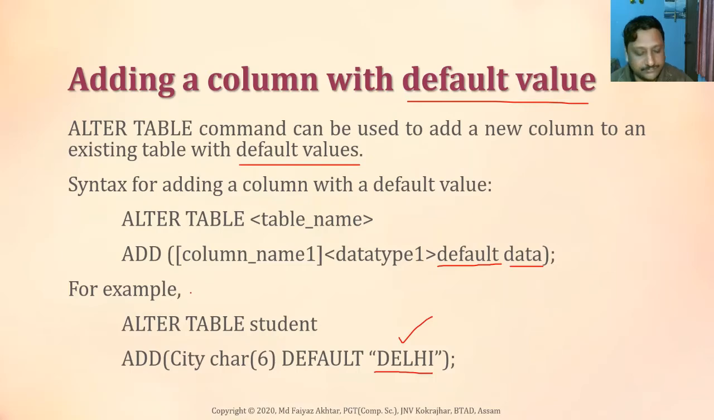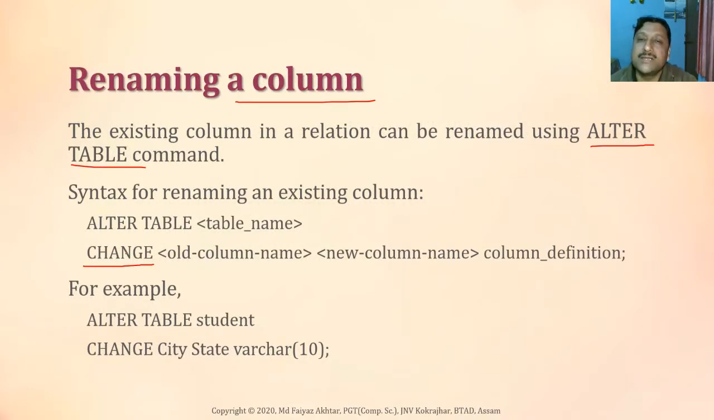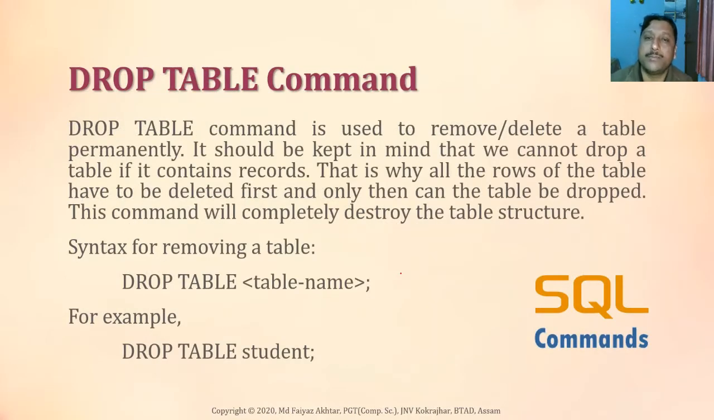Next, if you want to modify the data type of a column or the constraint of a column, then the modify clause is to be used. Then if you want to change the name of a column, then the change clause is to be used. Then if you want to remove a column, then the drop clause is to be used. So if you remember all these clauses, then you can do various jobs with the same command, that is the alter table command.